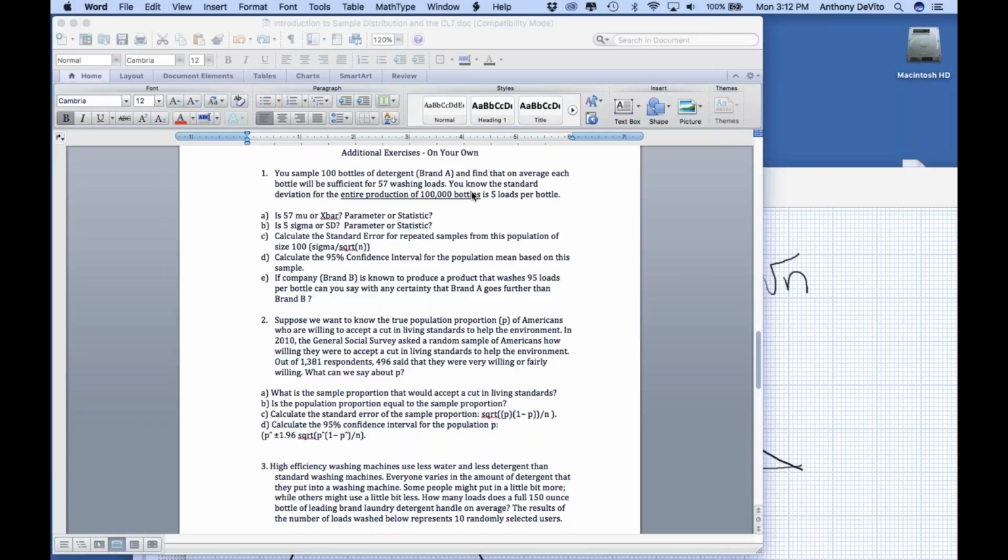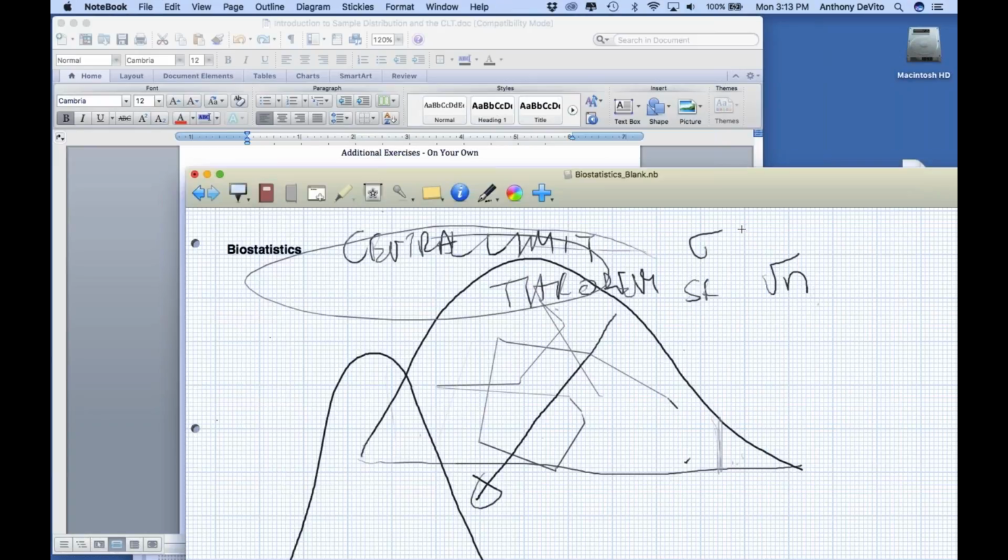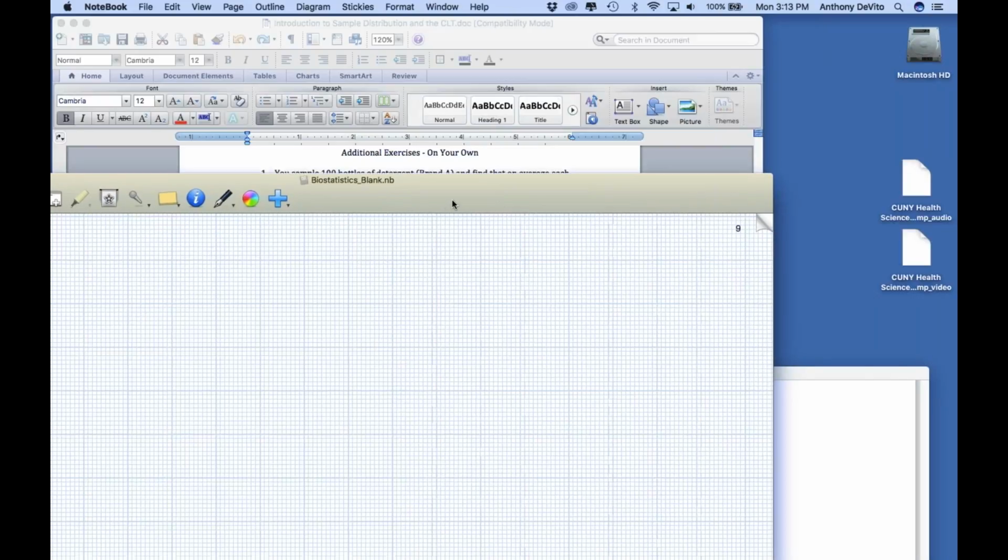Okay, so we sample 100 bottles of detergent and find that on the average, each bottle... it's a good public health example, not really, but we'll start with this. Sample 100 bottles of detergent, sample size is 100. So immediately we know we're dealing with what, a population or a sample? Sample, right? Okay, so 100 bottles of detergent, find that on average, each bottle will be sufficient for 57 washing loads. You know that the standard deviation for the entire production line of 100,000 bottles is 5 loads per bottle. So I know my sample mean, right? And I know my population standard deviation. Unusual thing to know, right? Population standard deviation. But we're going to go with that assumption for now, just so that we can work out some exercises without getting into something a bit more complicated.